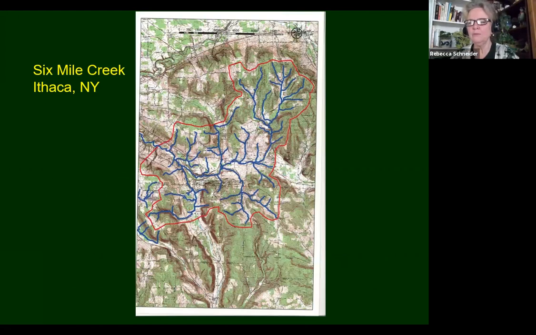So let's look at the natural flow regime for 6 Mile Creek. This is the watershed and the river that feeds the reservoir, which is the water supply for the town of Ithaca, New York. And that's the topographic quad. We've outlined the stream, 6 Mile Creek, for you and put in the red line to show the watershed divide.